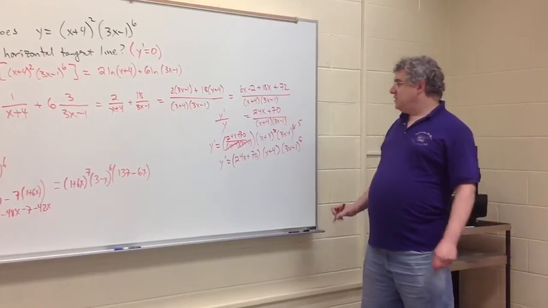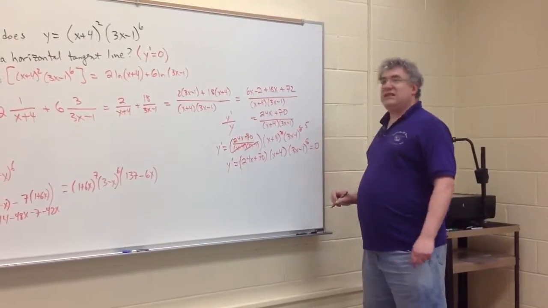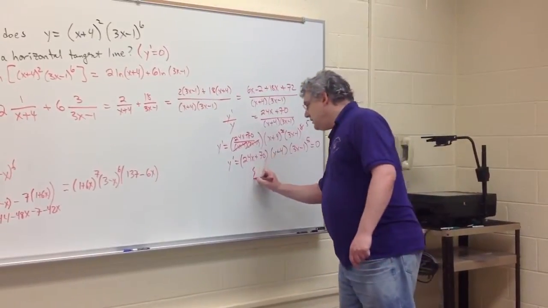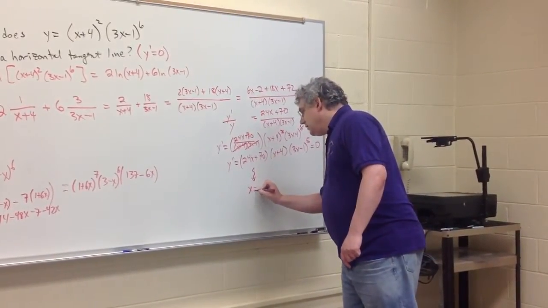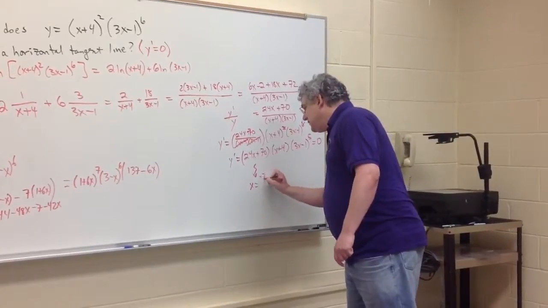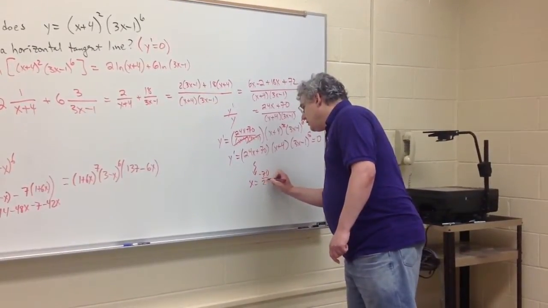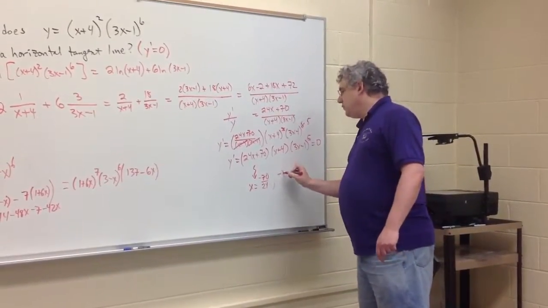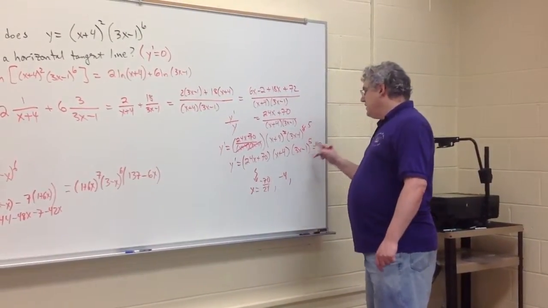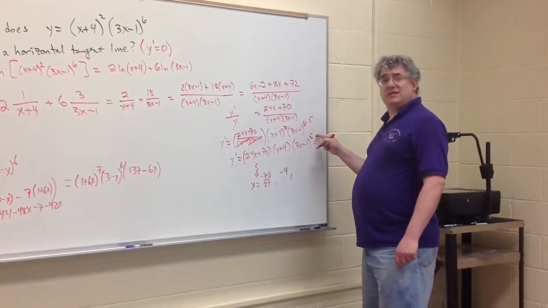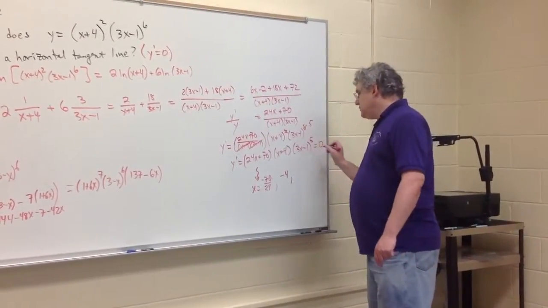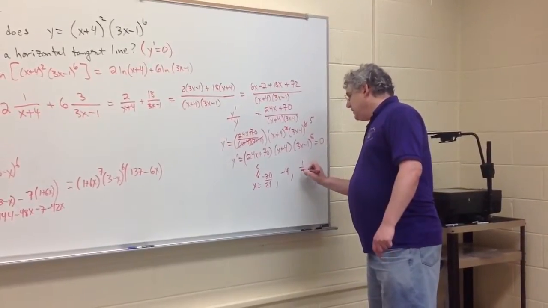I just need to set that to 0. If that's 0, it means one of these three things is 0. This one, it means x would be, bring that over, you get minus 70 over 24. That simplifies, but I don't care right now. If I do this one, I get minus 4. And if I do this one, the fifth power, is something to the fifth power 0? It just means that something is 0. Bring the minus 1 over, it makes it plus 1. You get 1/3.